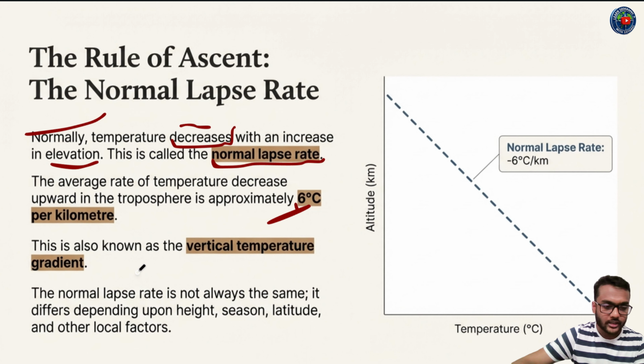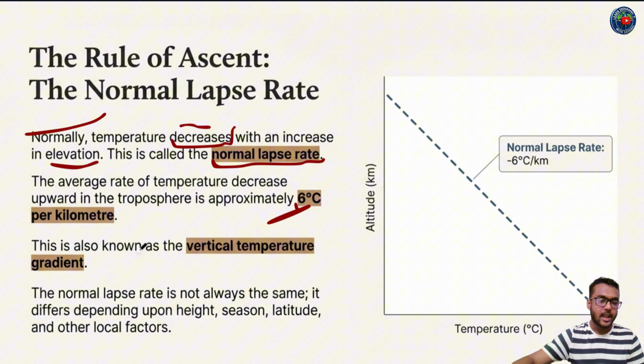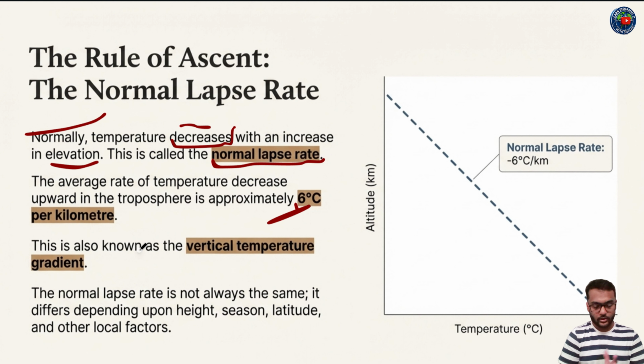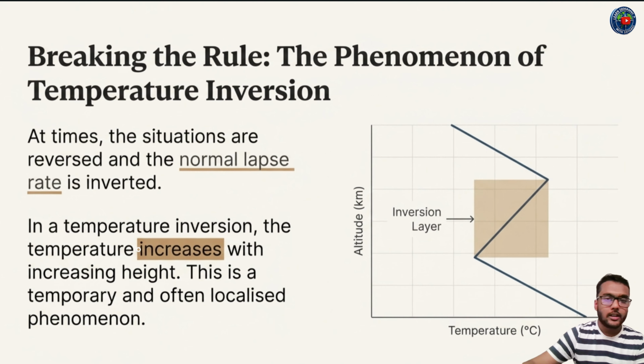The normal lapse rate is not always the same. It differs depending upon height, season, latitude, and other local factors. Local factors mean the wind, height of the wind, and the location of mountains, hills, regions, and the geography, topography, availability of rainfall, etc.